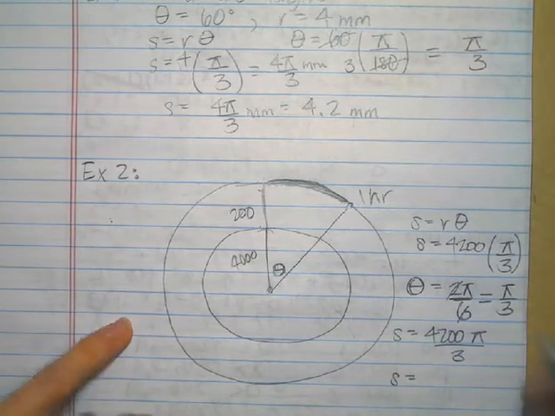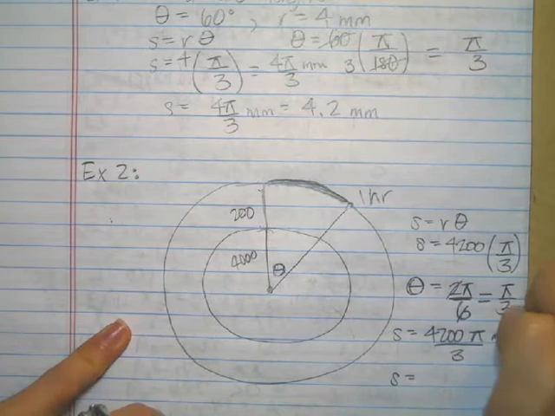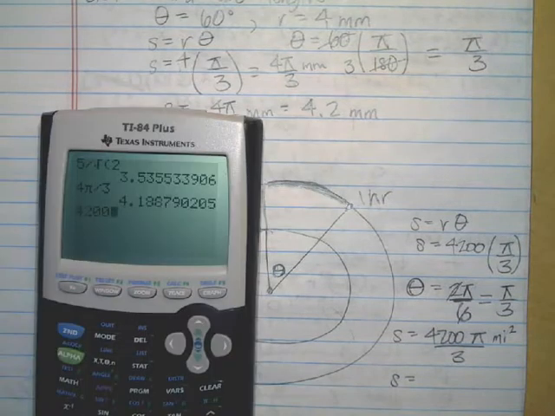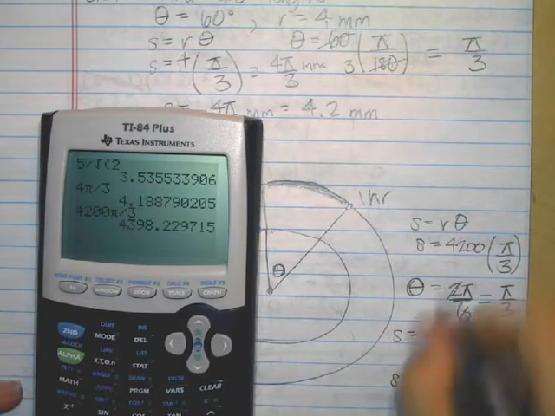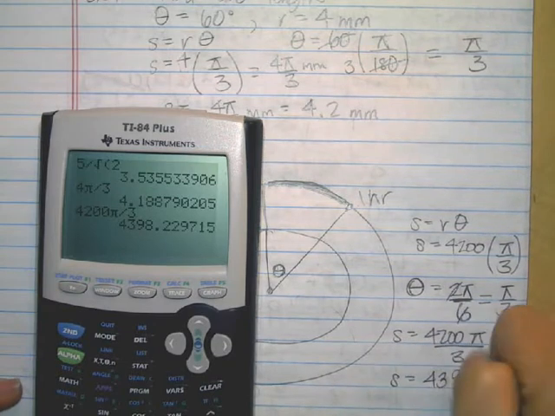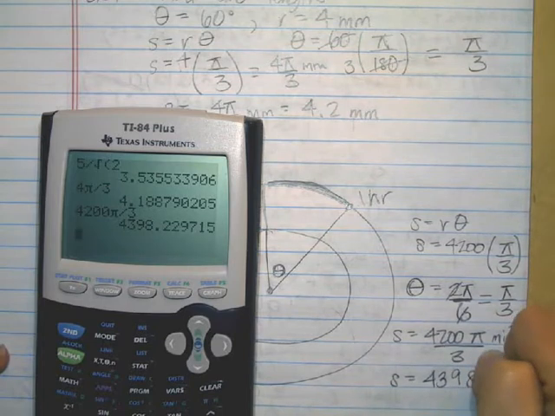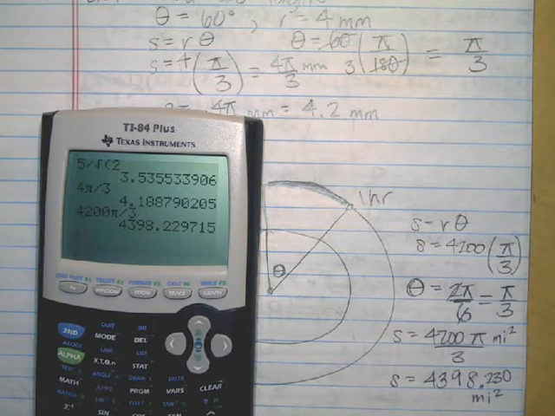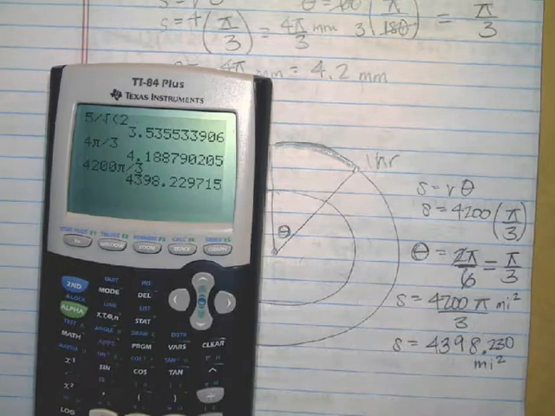So S would be 4,200 pi divided by 3, in miles. This is the exact value. And then for 3 sig figs, we'd say 4,200 pi divided by 3, that's 4,398. And I'm just going to go out 3 places past the decimal, 0.230, in miles as well. That's it.